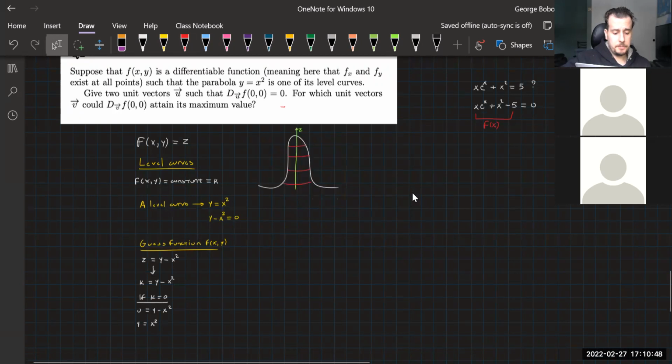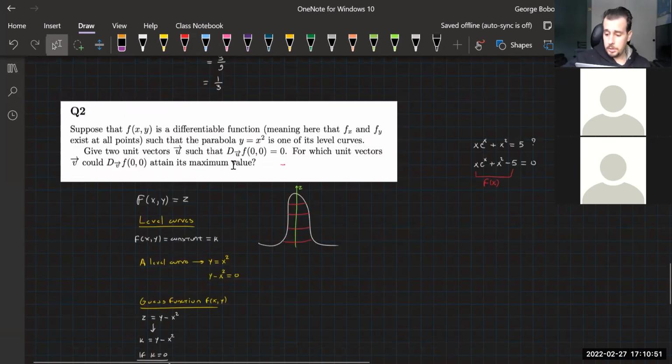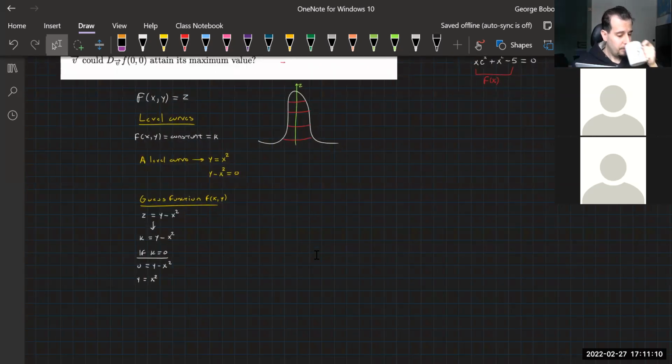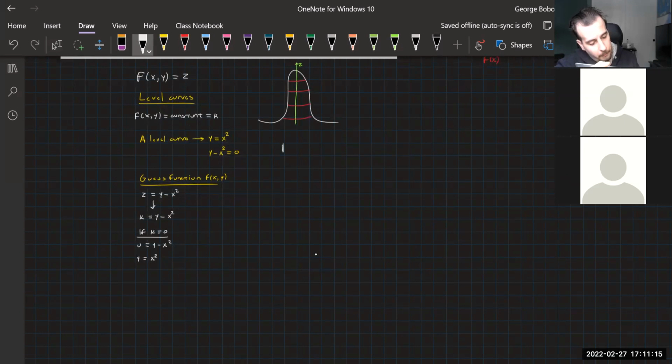Now that you've got this information, this is powerful. So how do you get what they want you to get? We want to get 2 unit vectors such that the directional derivative at 0 is equal to 0. Now, without me showing you the formula, do you remember the directional derivative formula? Either of you? I think it was the gradient of f dotted with the unit direction vector?